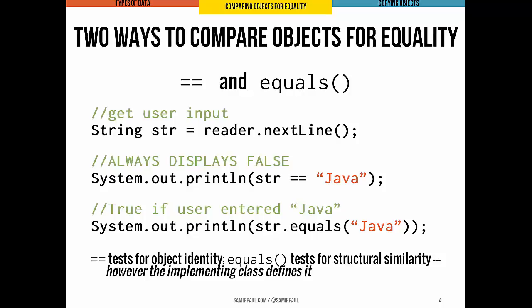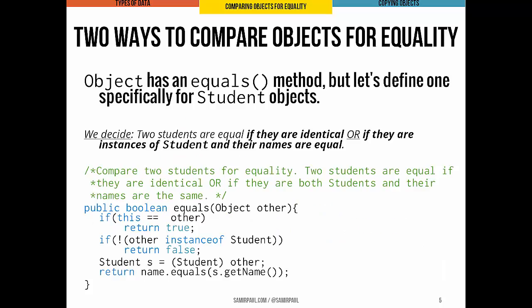The big takeaway here, which hopefully by now you've understood, is that the double equals operator tests for object identity, whereas the equals method, which is inherited from the Object class and ideally overridden, tests for structural similarity, however we define that as the person writing the class. Now, there are occasions where you will want to actually test for object identity. It happens a lot when you're working with graphics, with graphical interfaces. But for classes like the Student class, which we've seen over and over throughout the course, in general, we're probably going to want to use the equals method. So we'll implement that ourselves.